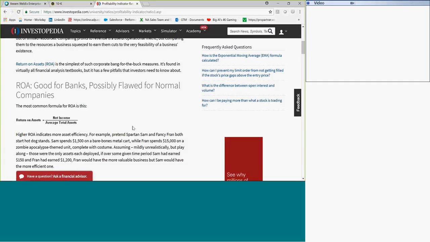So if you have 100 in assets and you generated 10 in income, and you had 100 in assets and you generated 20 in income, you are much more asset efficient than I am, because you're able to generate more income out of lower capitalization. Right?